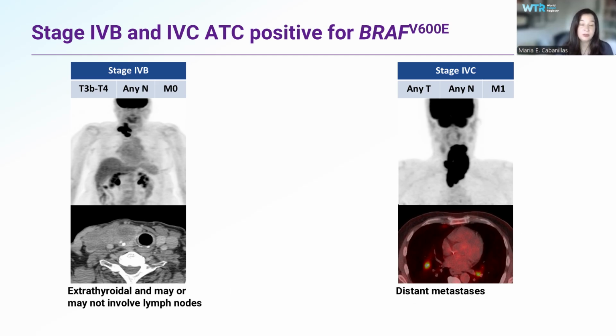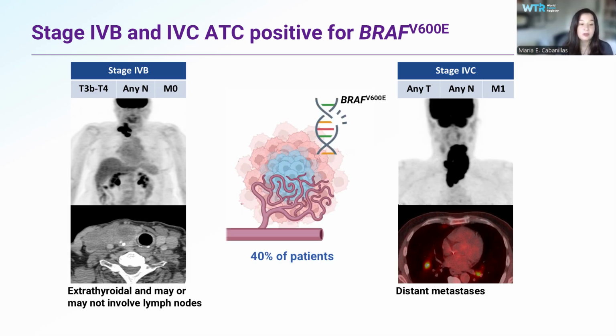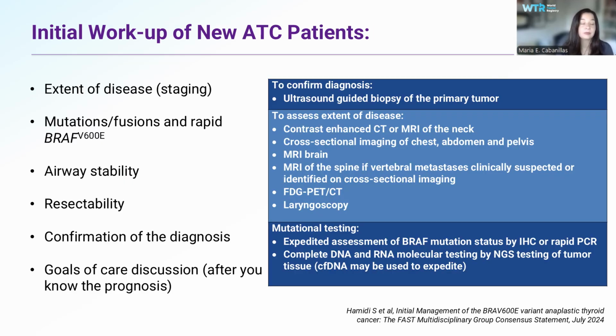So today we're going to talk specifically about stage 4B and C patients who have a BRAF V600E mutation, and this comprises about 40% of patients. The initial workup should include full staging, and that you can see in this box here. It should include an MRI of the brain. We should perform mutations and fusions and a rapid V600E mutation test. This can be done with immunohistochemistry, seen down here, or with rapid PCR. We should determine the airway stability, the resectability of the tumor, confirm the diagnosis with our pathologist, and then have a goals of care discussion with the patient once you know the prognosis.